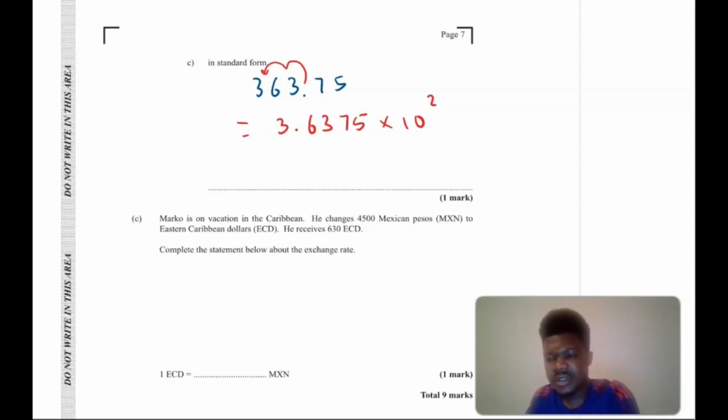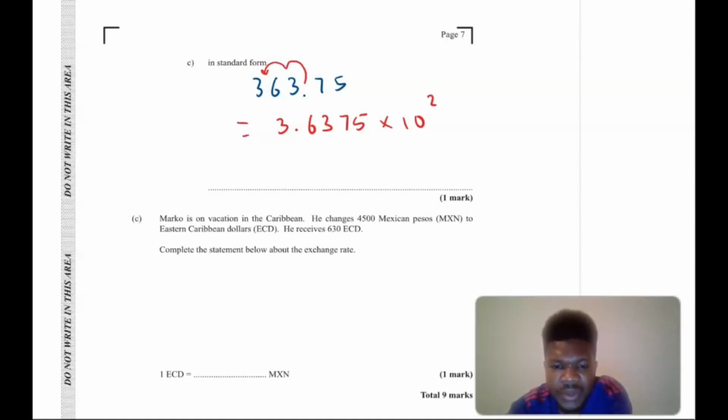And then our final question. So this is our last question for today. Mark is on vacation in the Caribbean. He changes 4,500 Mexican pesos to Eastern Caribbean dollars. He receives 630 Eastern Caribbean dollars. Complete the statement below about the exchange rate. So we're given what is converted, but we just don't know what rate. So we're asked to find the rate.